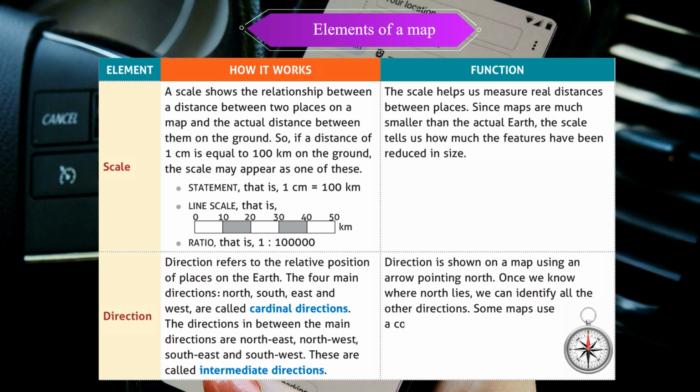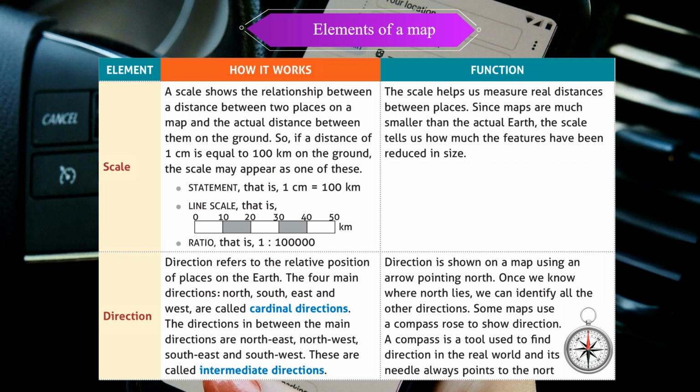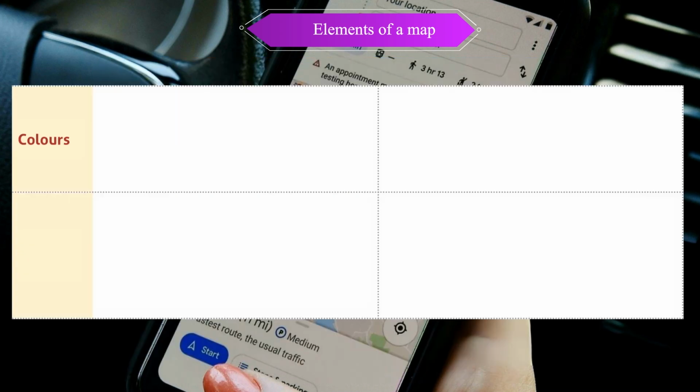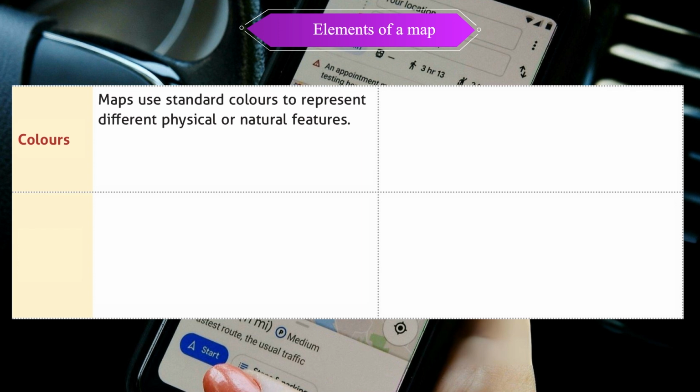Some maps use a compass rose to show direction. A compass is a tool used to find direction in the real world, and its needle always points to the north. Colors. Maps use standard colors to represent different physical or natural features.